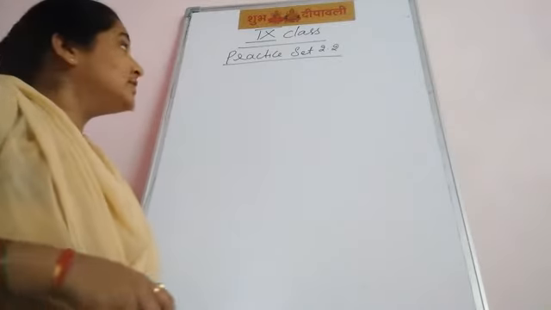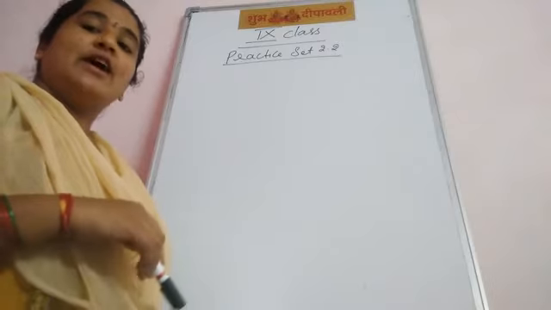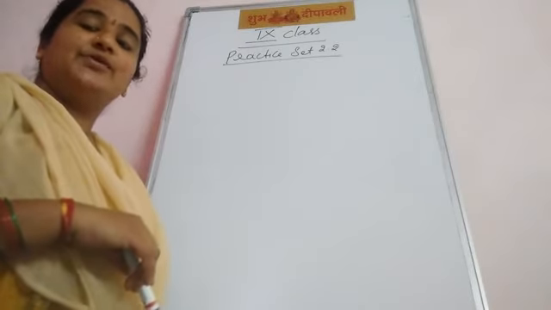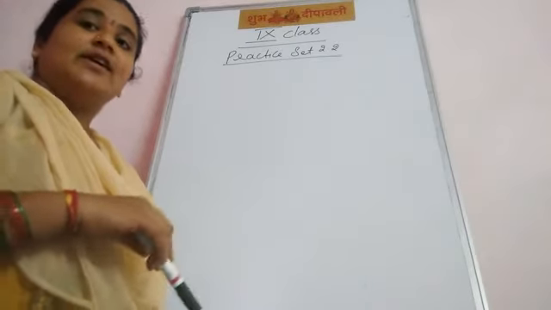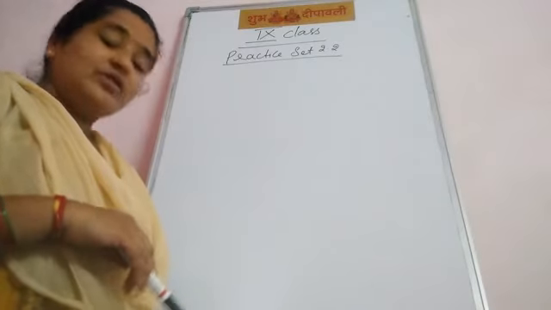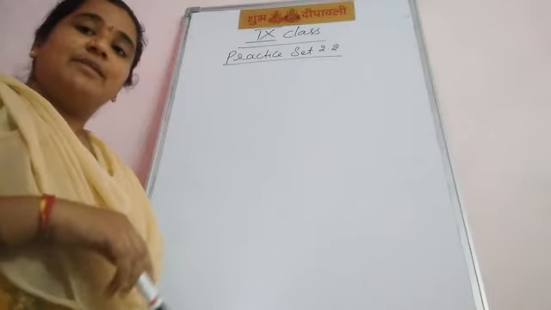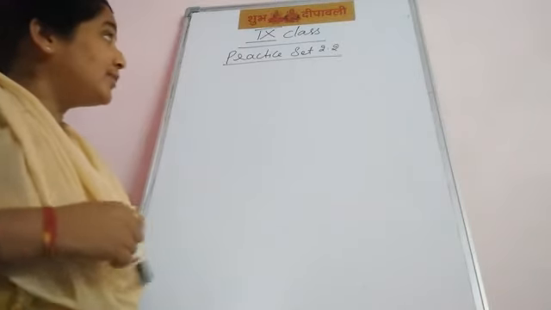Hello students, now practice set 2.2. In the previous video, I explained the proof that root 2 is an irrational number. In this exercise, there are two questions. The first question: show that 4 root 2 is an irrational number. Based on that, we are going to prove this one.